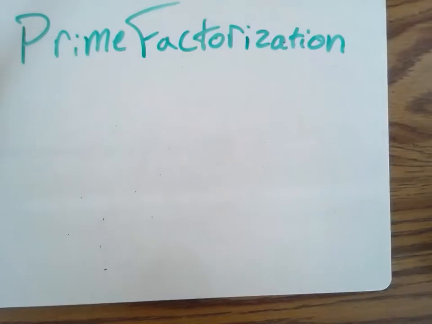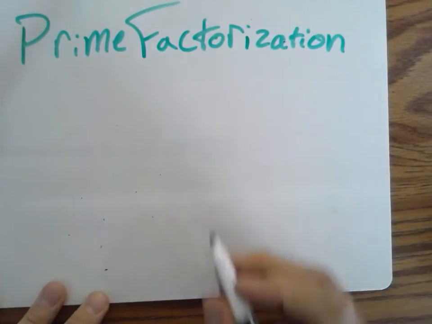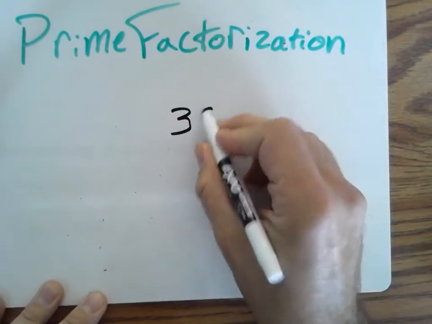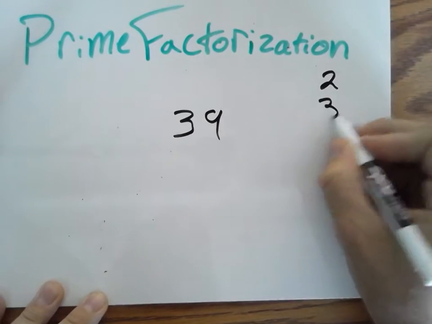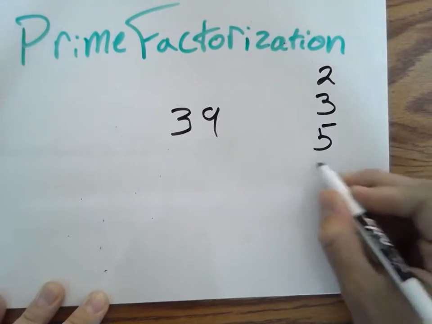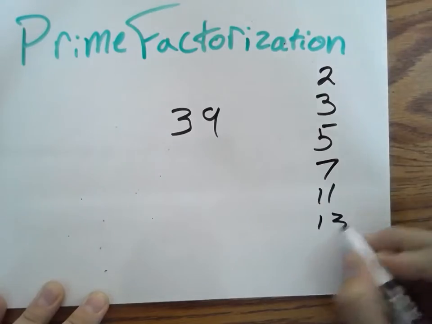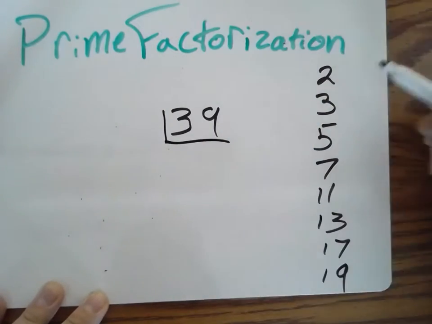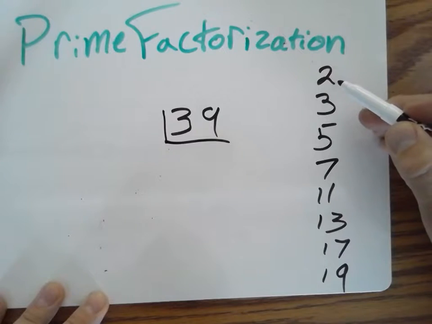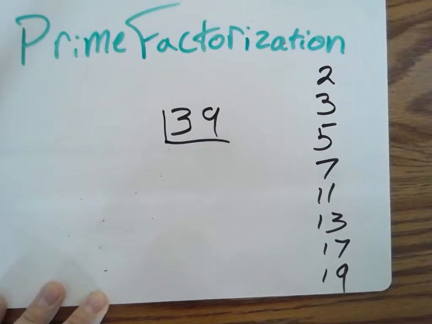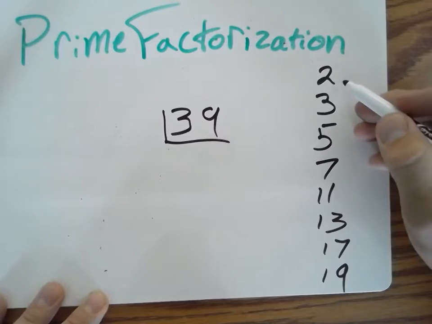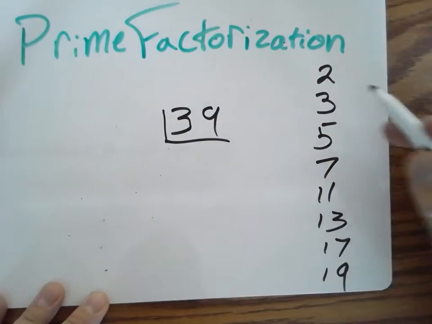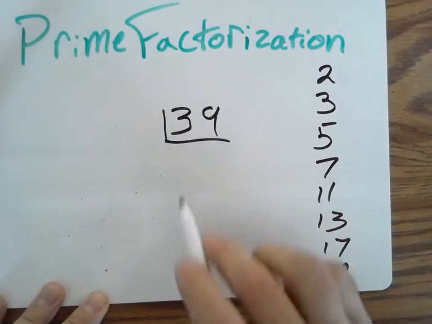Let's choose one here. Let's take a look at a number 39. Okay, so we still have the same list, 2, 3, 5, 7, 11, 13, 17, 19. Now, we ask ourselves, does 2 go into this number? 2 does not go into 39. 39 is not divisible by 2. So we don't put a 2 here, but 3 goes into 39. 39 is divisible by 3.